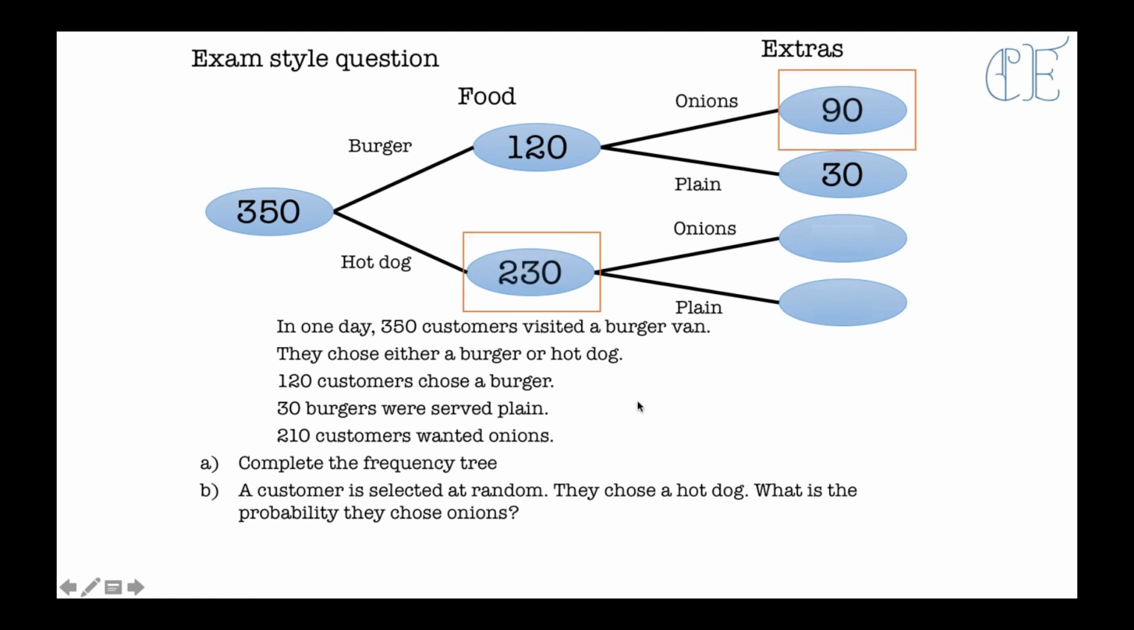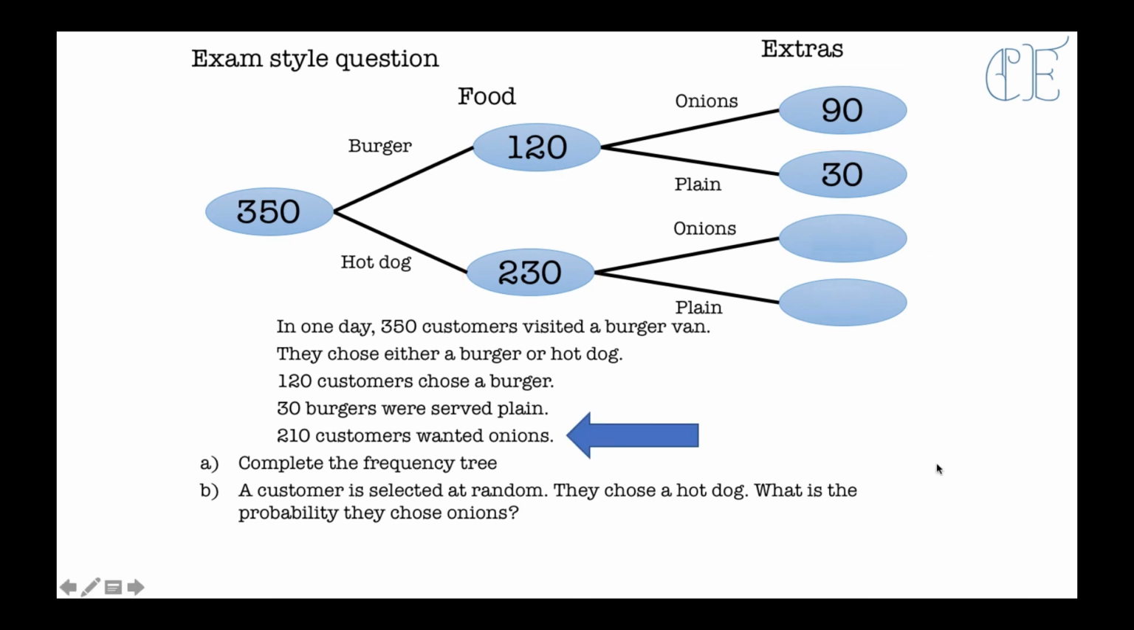So we should be able to put that in. So just missed that bit out, sorry, that's my fault. So we can put that onions in a minute. If there were 350 people altogether, we know that if this is 120, then this is 230, okay? We also know that because that's 120 and that's 30, that this should be 90.